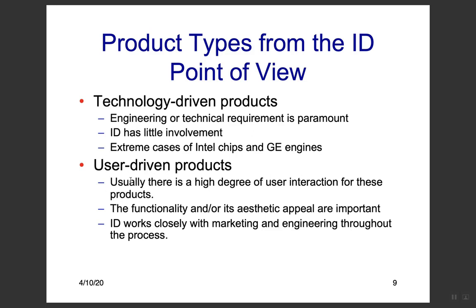So what is user driven? It usually has a high degree of user interaction for this product. That's why when you design a product, you start with identification of customer needs, how the user interacts with the product, how the user gives you feedback. And functionality and aesthetic appeal are important again, guys. Functionality, as we talk about ergonomics, and aesthetics, we talk about appearance. And ID, or industrial design, works closely with marketing and engineering throughout the process.